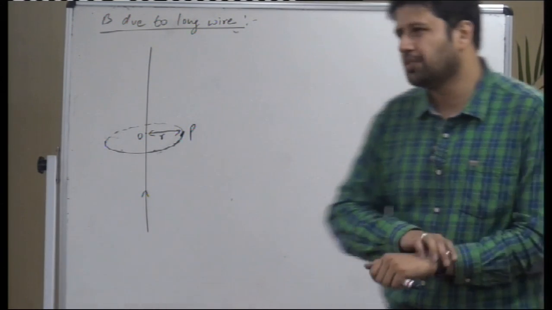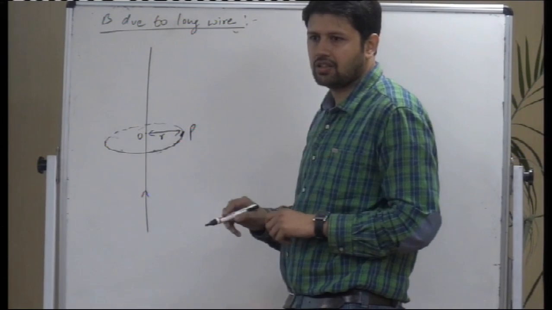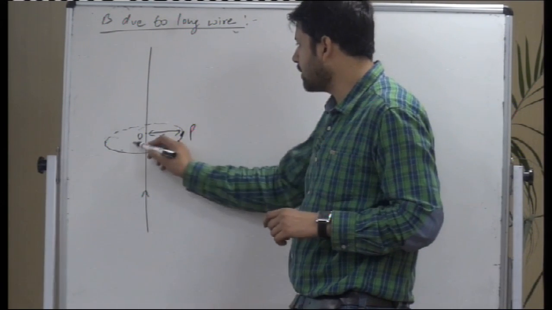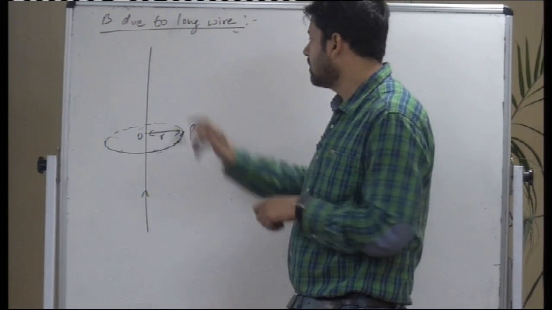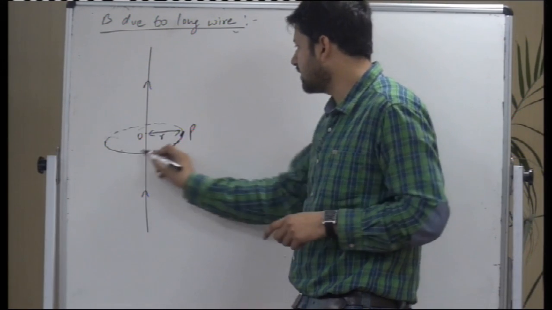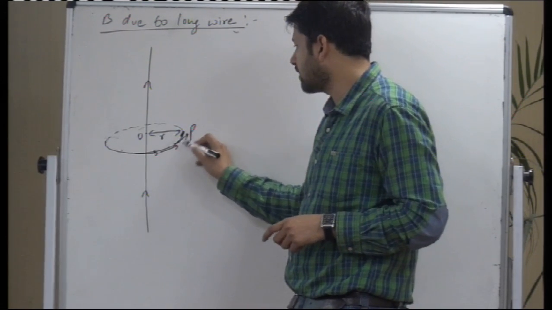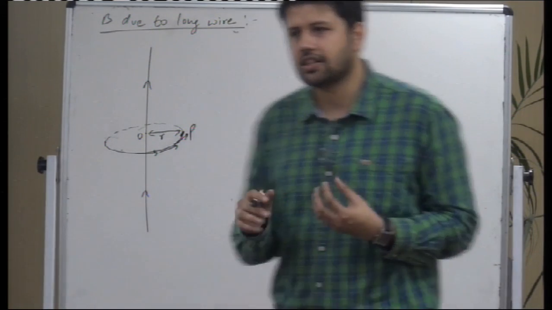So it would be a loop of radius r, and every point would be equidistant. Since every point would be equidistant, the magnitude of the field would be the same. We already know that for this kind of arrangement, the field would be circulating like this. So the field at every point would be along the tangent, overlapping with the ring.